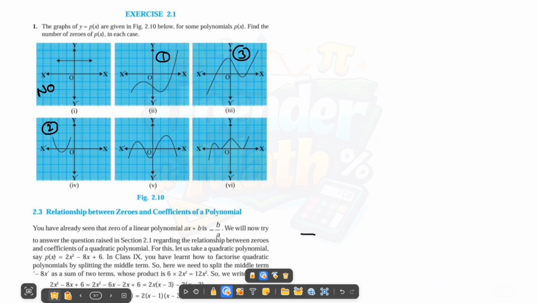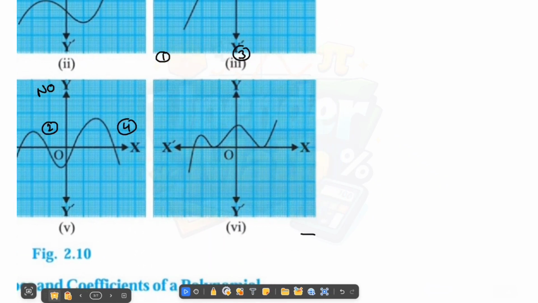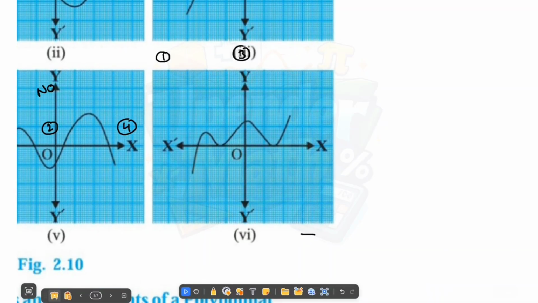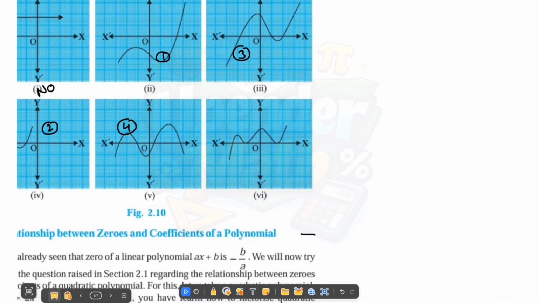Next, fifth graph. The graph is touching the x-axis at how many places? 1, 2, 3, 4. 4 places. So therefore it will have 4 zeros. Next, sixth one. The graph is touching the x-axis at how many places? 1, 2, 3. So let us zoom it. Yes, 3 zeros.